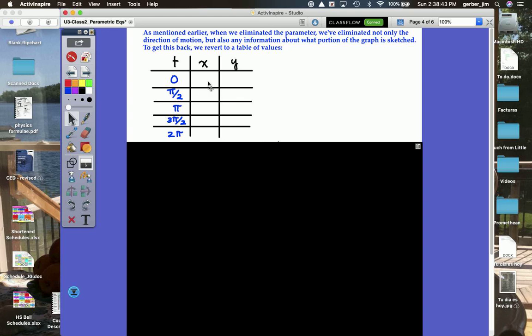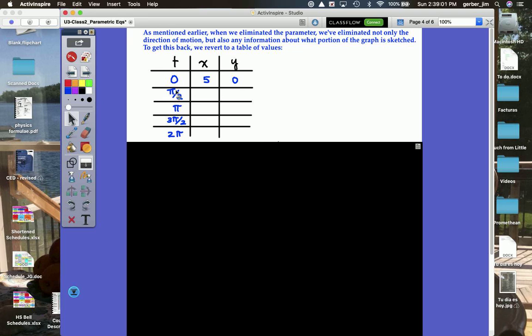Okay, so let's check and see whether your answers agree with mine. When I worked out these values, when t equals 0, I got that x was 5 and y was 0. How did I pick these values of t? I chose easy values that are going to go into my trig function.